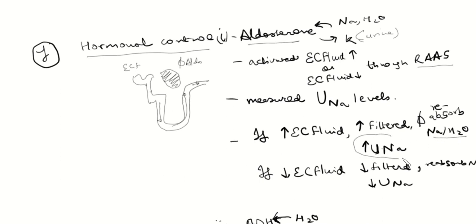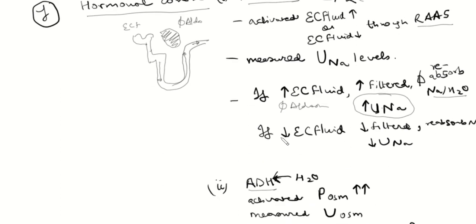So what's going to happen to the urine sodium? It's going to go high. So if the extracellular fluid is high, there's no aldosterone, and high urine sodium. We've covered this already, but it's just a refresher. If I've got too little extracellular fluid, my aldosterone's going to kick in, and it's going to reabsorb sodium and water, which means the urine sodium is going to go down. Okay, we're still on basics.